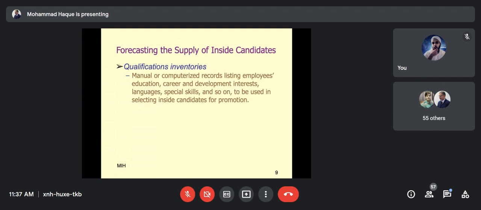Then we also have forecasting inside candidates, the qualifications inventory that is being maintained. I think we mentioned in the beginning that when we started with the computerization process, we had a software called the manpower inventory system, MPIS, rather than a human resource information system. That was initially developed by an organization called Kalehan of Mumbai, which was utilized by the majority of banks then and by other organizations as well.